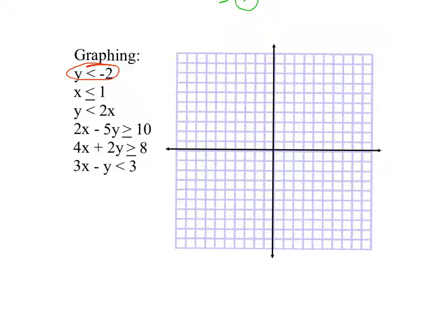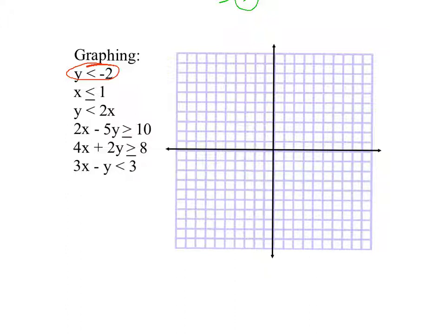Remember when we have y equals negative 2, it's a special line. And what's happening is no matter what x is, y is always negative 2. So we get these points here. Y is always negative 2 no matter what x is. And I want to put a line there. But I can't put a line there because this is saying it's just less than. It's not also equal to. And since it's not also equal to, we can't have a solid line.